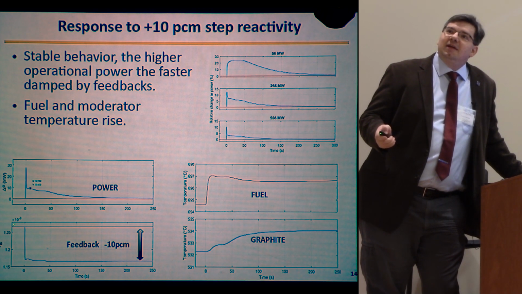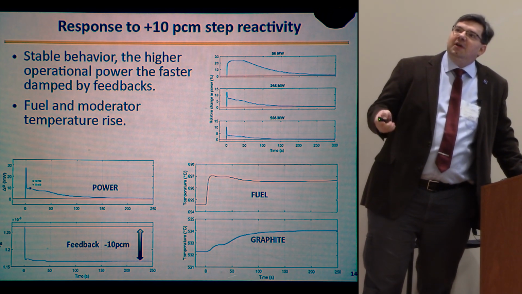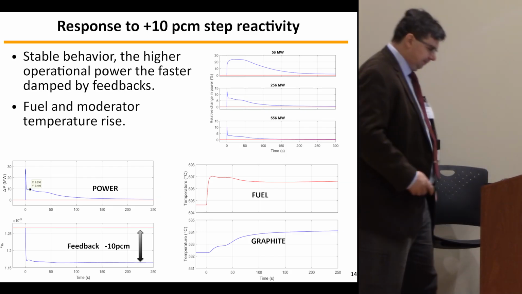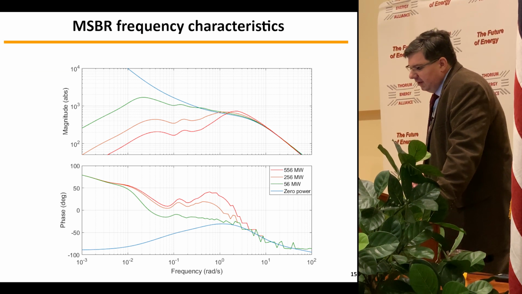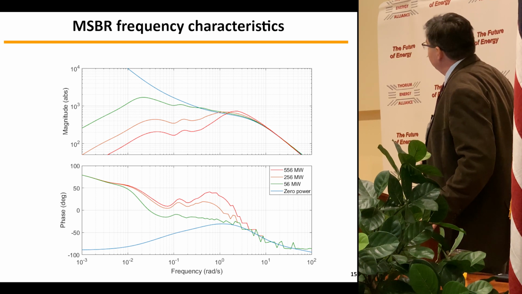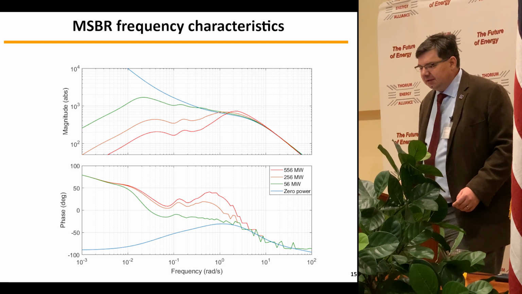And here you see how the feedback acts. So if you insert some kind of reactivity into the system here, then the feedbacks will counteract that reactivity as the fuel and graphite heat up. Again, we can study frequency characteristics of the system. Here we see two characteristic dips, one at 0.3 radian per second, one at 0.1 radian per second.